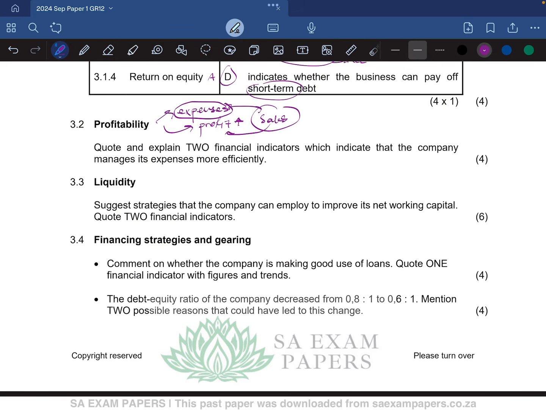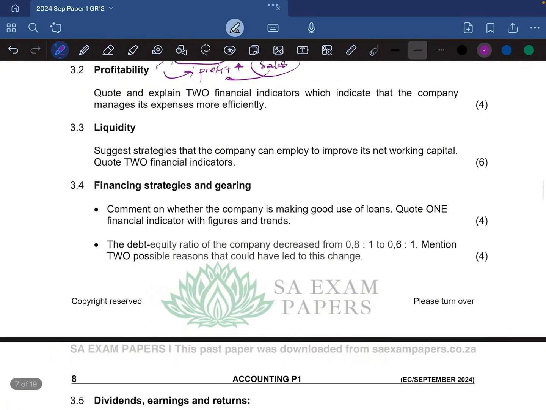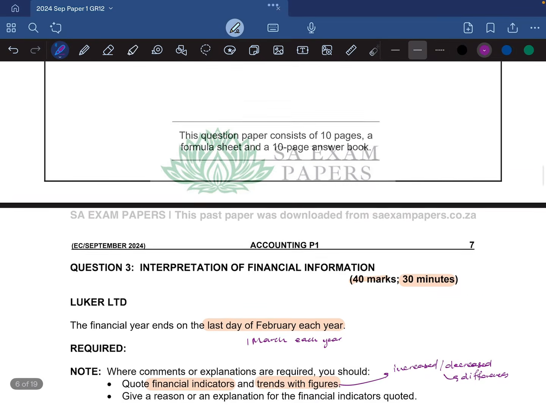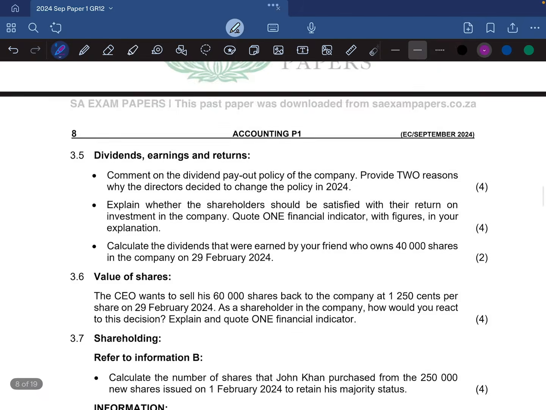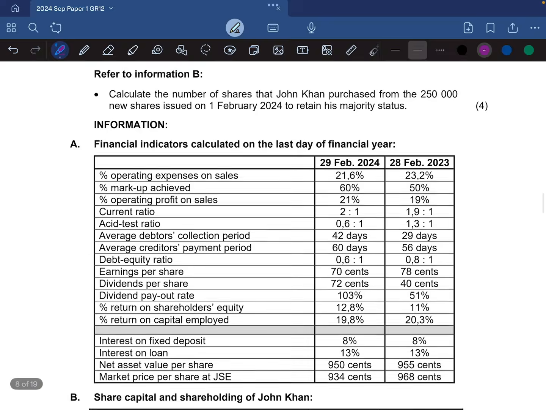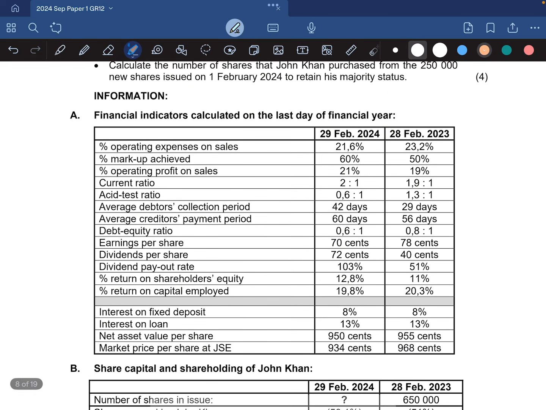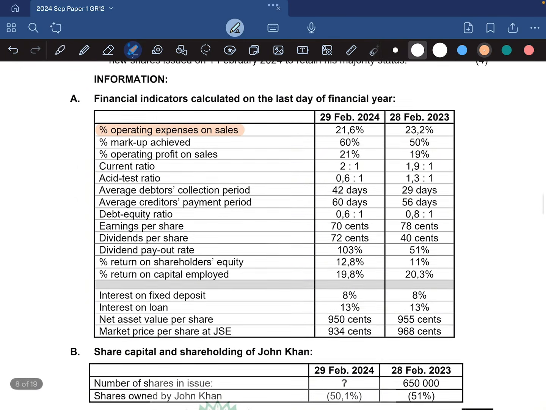So the financial indicators that we need to look at are our percentage operating profit on sales, or any other indicator that could indicate that we're doing well on our expenses. Okay, so we're given information. We have information A, which is financial indicators calculated on the last day of the financial year. So we have the percentage operating expenses on sales. And what else are we looking for? We're looking for our percentage operating profit on sales.